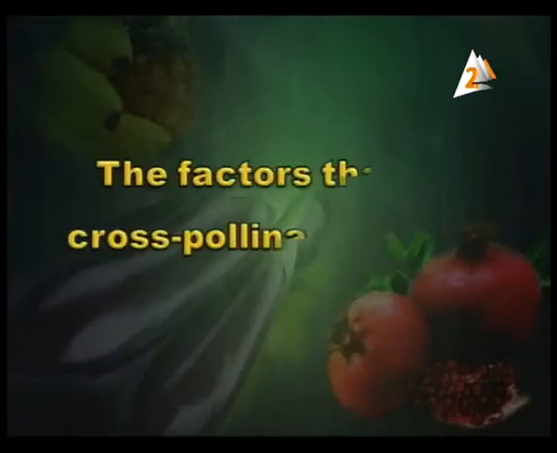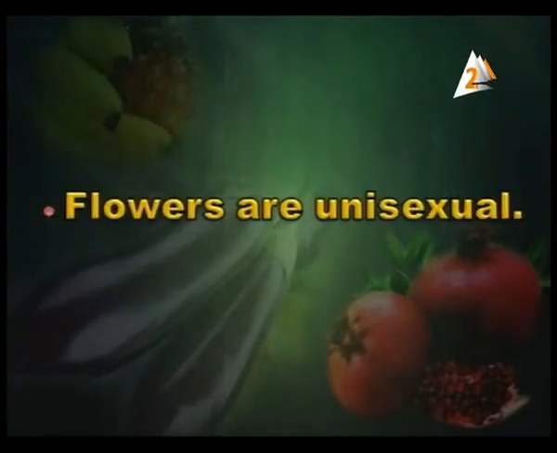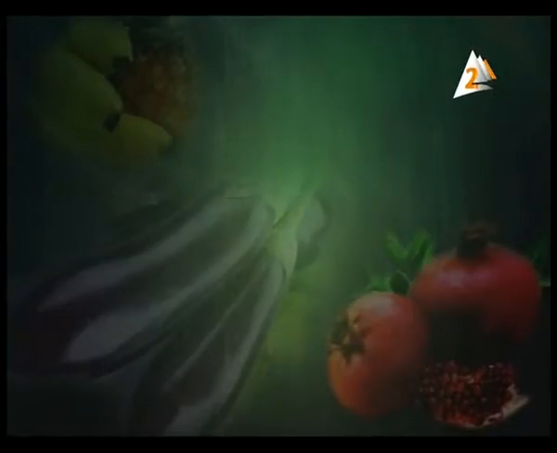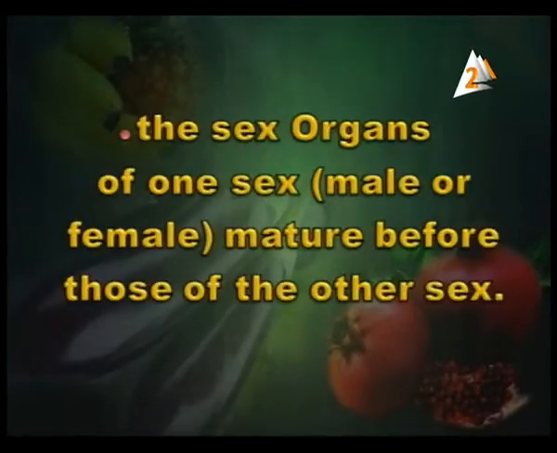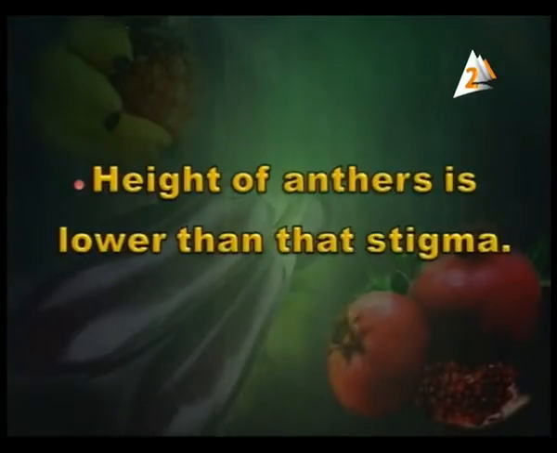In order for cross-pollination to take place, there are some factors that must be found in the flowers. First, the flowers are unisexual. Second, one of the sex organs, male or female, matures before the other one. Third, the height of the anther is lower than that of the stigma.